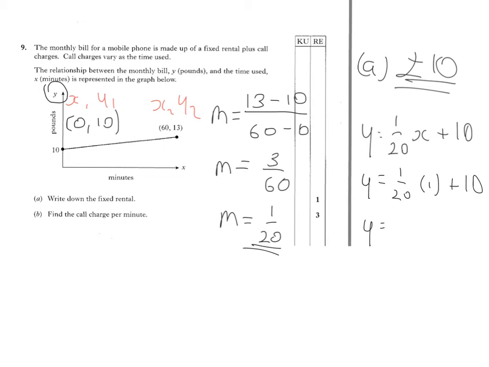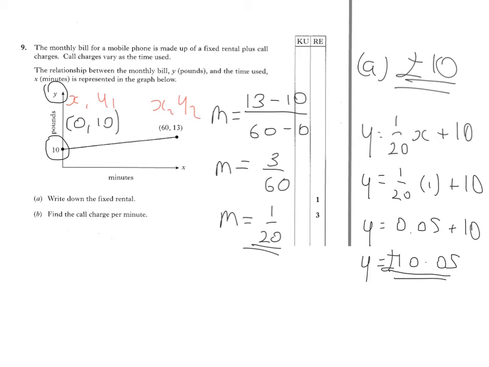Now I can start to think about 1/20 as a decimal number, and 1 divided by 20 is 0.05 plus 10, and I've got 0.05 plus 10 is 10.05. Now, £10 5p is what it's going to charge me if I use the phone for 1 minute. Now, since I've got a fixed rental of £10, that's always going to apply.